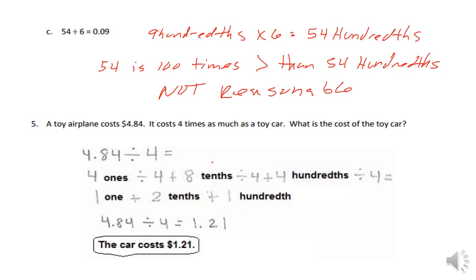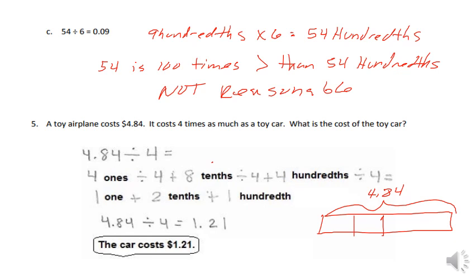The bottom one here says a toy airplane costs $4.84. It costs 4 times as much as a car. What is the cost of the toy car? Now, if you don't see this, draw a tape diagram, and the top would represent the toy airplane, which is $4.84. And it's saying that the airplane costs 4 times as much as a car. So there is one car right here, and that's where they're getting the $4.84 divided by 4 to tell you how much the toy car is.